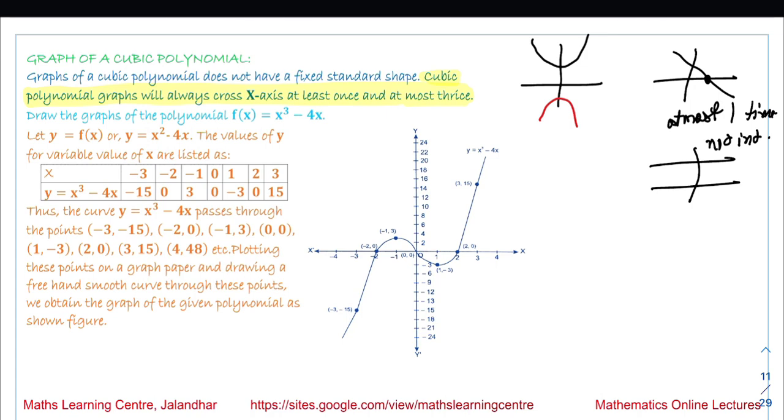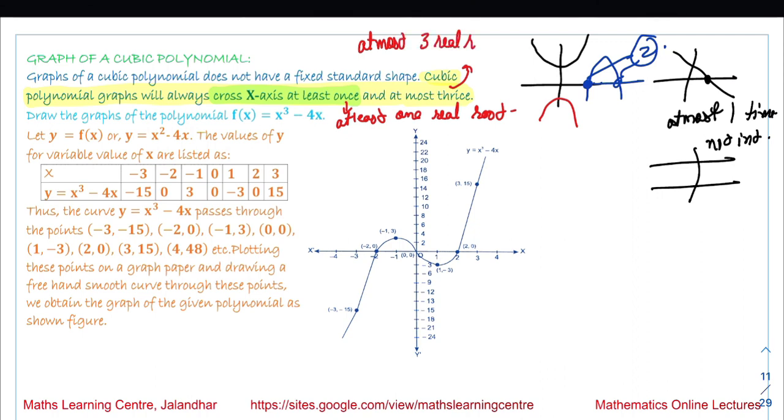The maximum number of times it can intersect is 2, so the maximum roots it can have is 2. Now in the case of cubic polynomials, it will cross the x-axis at least once. It means it will always have at least one real root, and at most thrice means it can have at most 3 real roots.